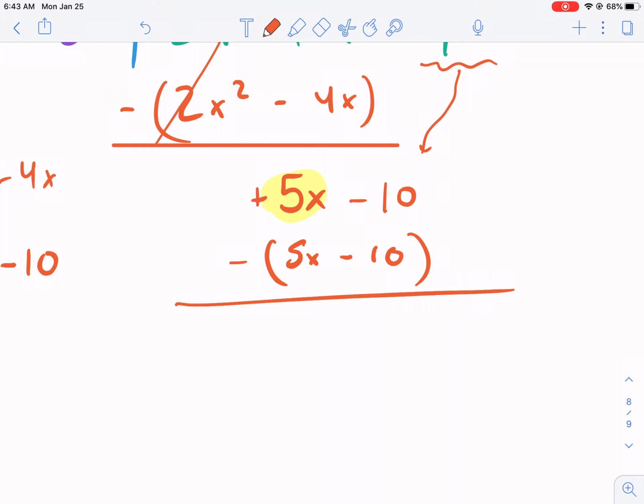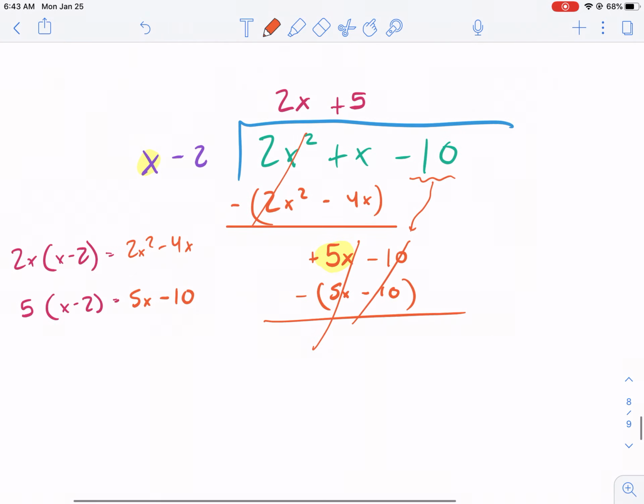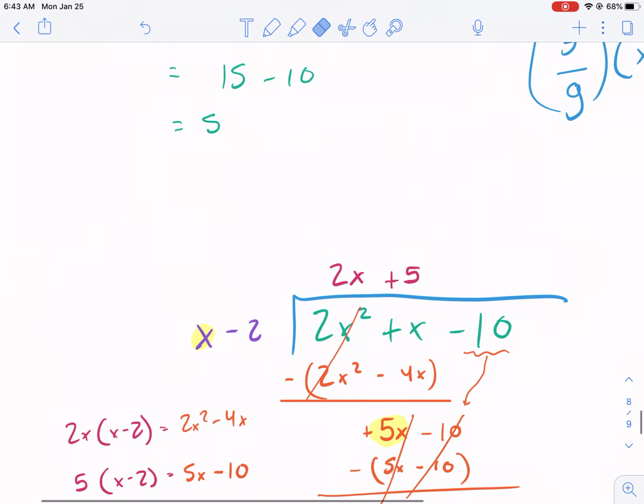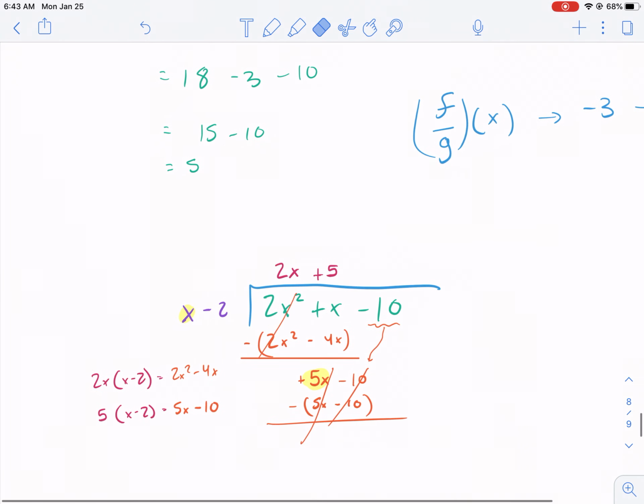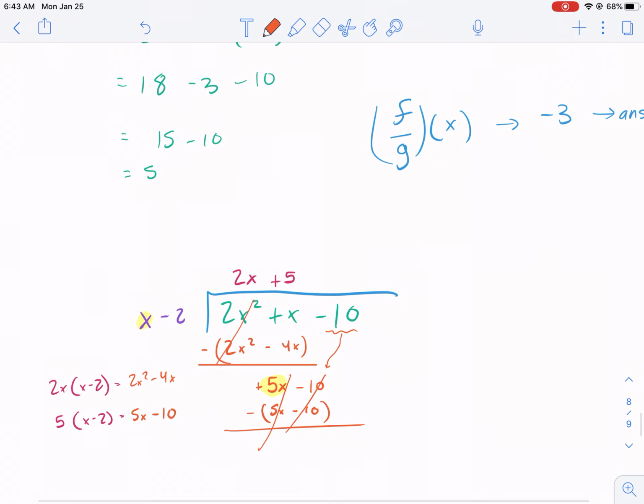Boom. So now what do I get for my result? I get 5x minus 5x is 0. That cancels. Negative 10 minus a negative 10 cancels. And I'm left with a remainder of 0, which is good because that means it goes in perfectly into this problem. It fits in perfectly. So what happened as I divided this? My result was 2x plus 5.